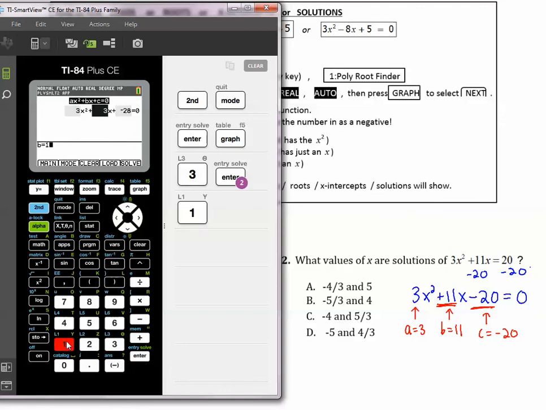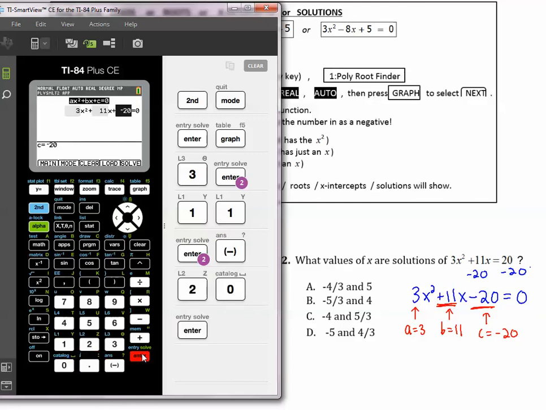The B is positive 11, and the C is negative 20. Enter and solve. And I get 4/3 and negative 5. Now, sometimes it might show up as a decimal. That might freak you out.